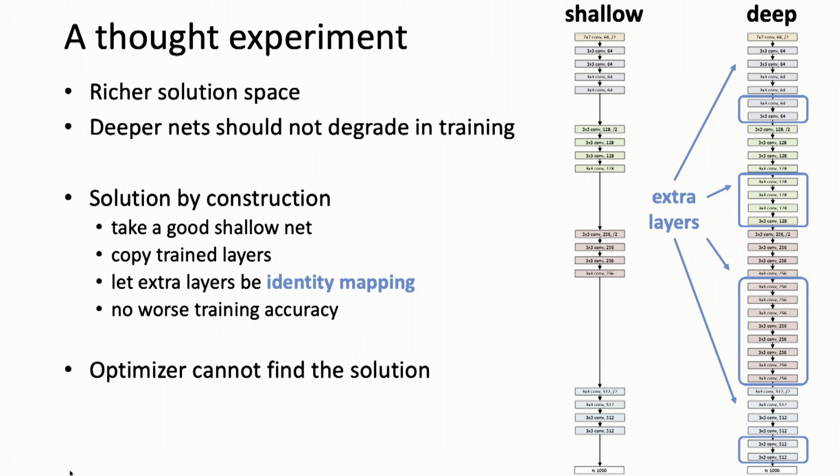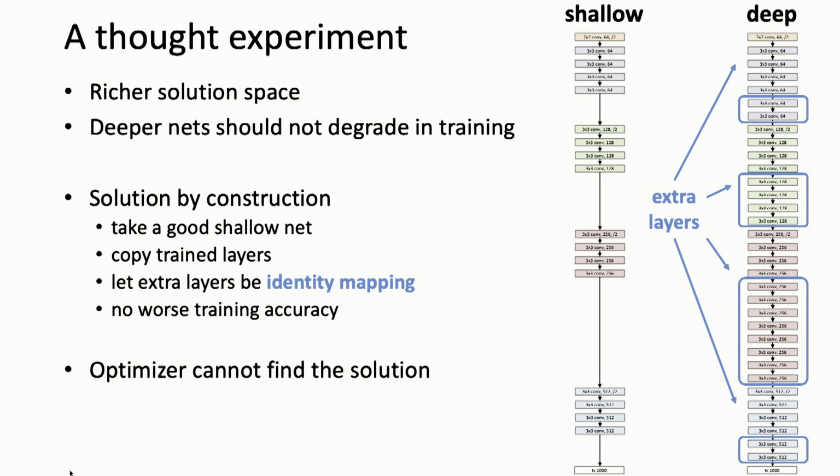Now let's have a thought experiment. The deeper models actually have a richer solution space than the shallower models. That is to say, the deeper neural networks should not have a lower training accuracy. It is easy for us to construct a solution to the deeper neural network. We can simply train a shallower neural network to achieve some good accuracy. Then we can copy the trained layers from this shallower model to the corresponding layers in a deeper counterpart. For the other layers that are unique to the deeper model, we can simply set them as identity mappings. The presence of this solution suggests that the deeper architecture should at least have the same training accuracy as its shallower counterpart.